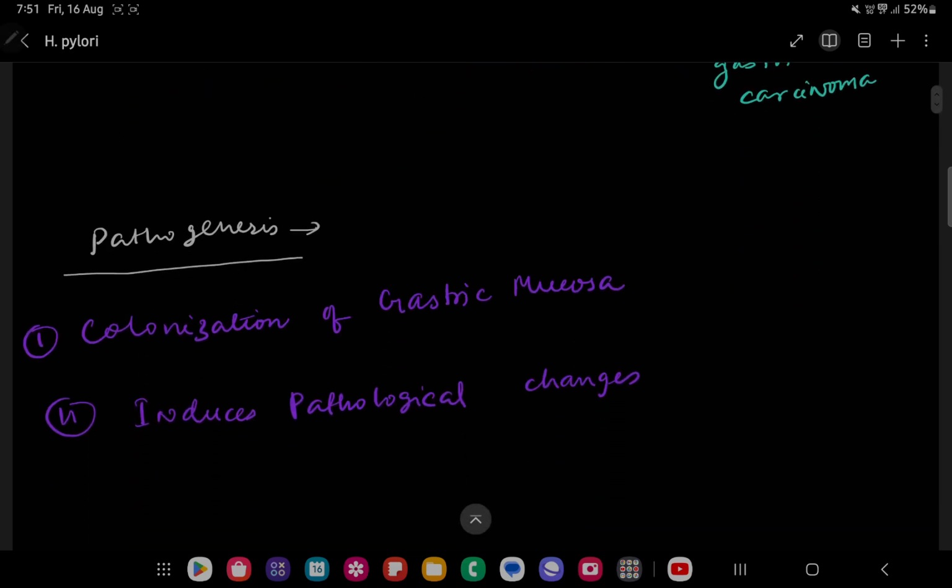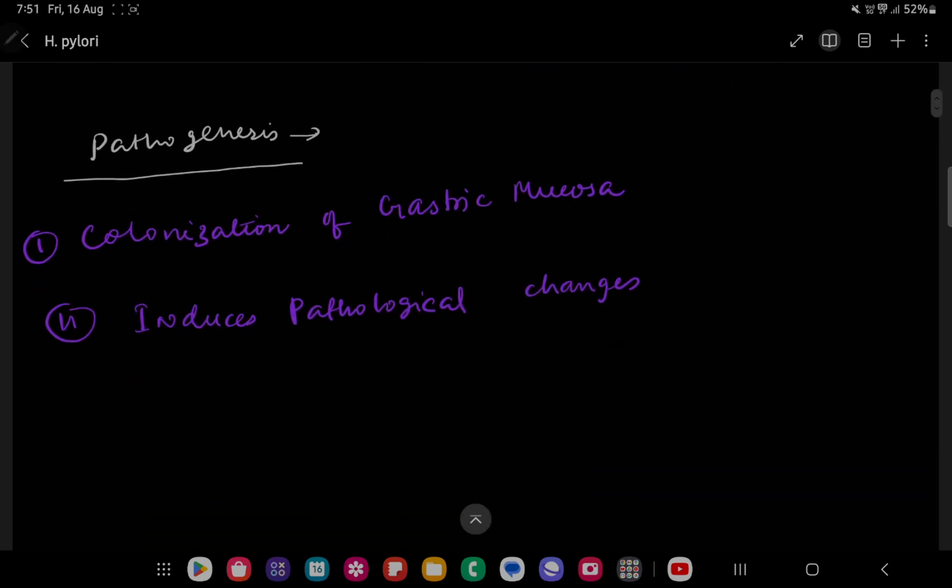Now, we'll look into the pathogenesis of H. pylori. It occurs in two parts. First is colonization of the gastric mucosa. That is a very important thing, because to colonize the gastric mucosa is really a tough job, as there are so many protective mechanisms protecting it. HCl is there, mucus is there, so many things are working. Now, the second step is that it induces pathological changes.